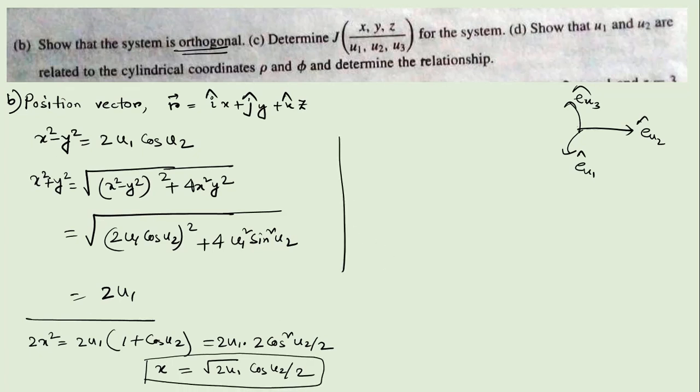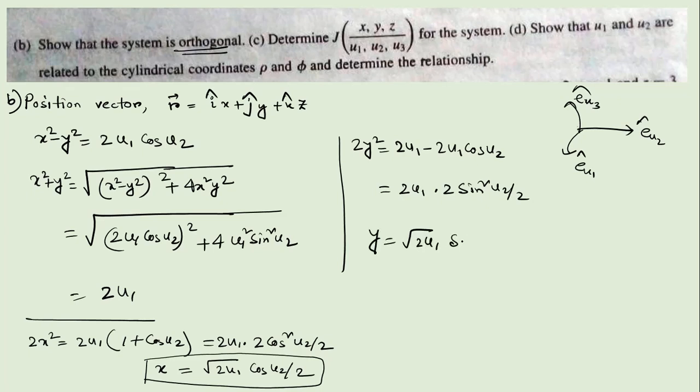Similarly, you can find y. If we subtract this from that, 2y square equals 2 u1 minus 2 u1 cos u2. If we take 2 u1 common, 1 minus cos u2 is nothing but 2 sin square u2 by 2. So y is nothing but root under 2 u1 sin u2 by 2. So we got x, y, and z, where u3 is z.